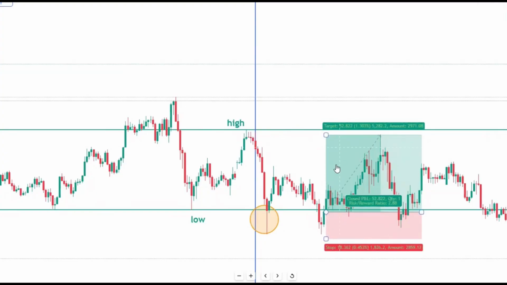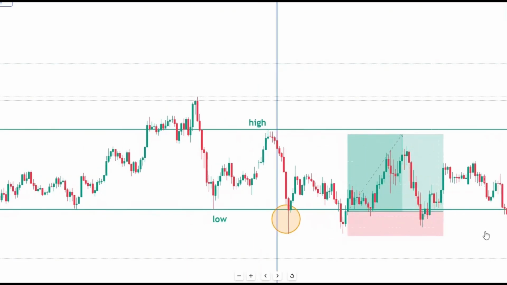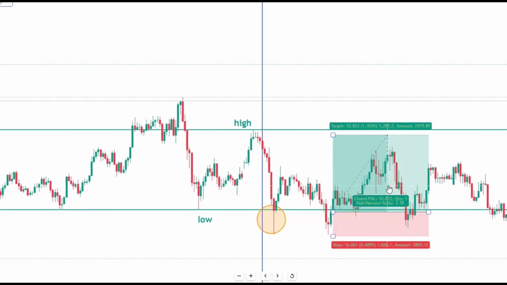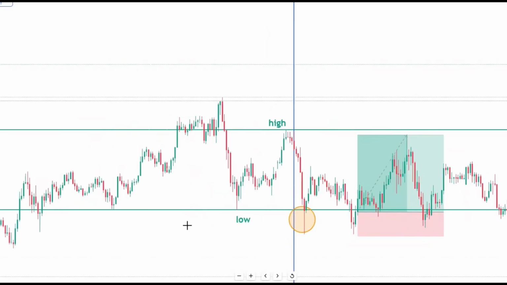Sometimes you won't get 1 to 3, but it's fine. You'd be able to lock in your profits. And you can get 1 to 3, but another plausible setup for the day. Let's go to another day.